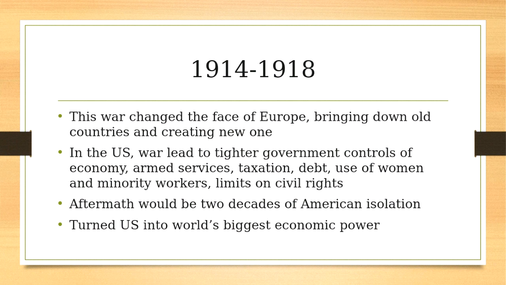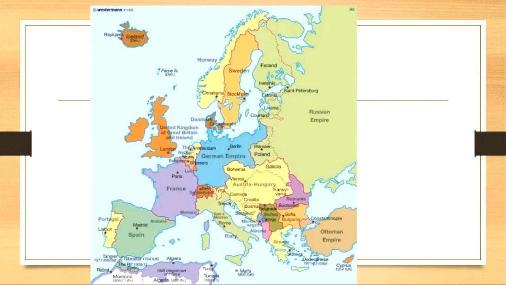In the U.S., more government control over the economy and taxes, debt, civil rights, minorities. The aftermath will lead to 2 decades of American isolation, turn the U.S. into the world's biggest economic power, and the end of World War One sows the seeds for the beginning of World War Two. So here is what Europe looks like at the beginning of World War One.